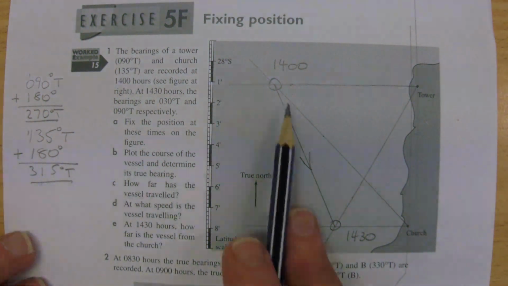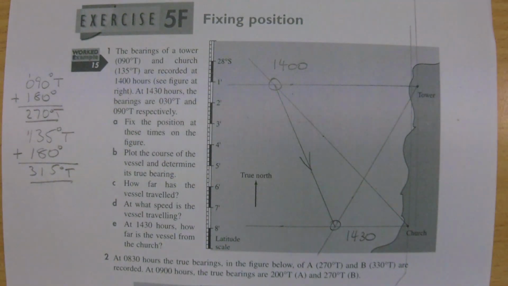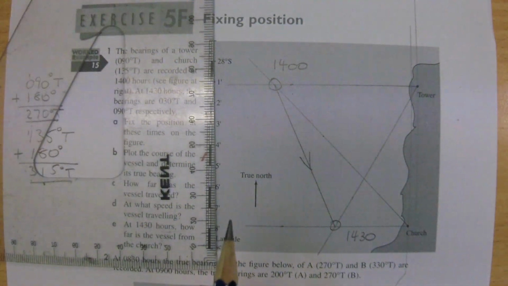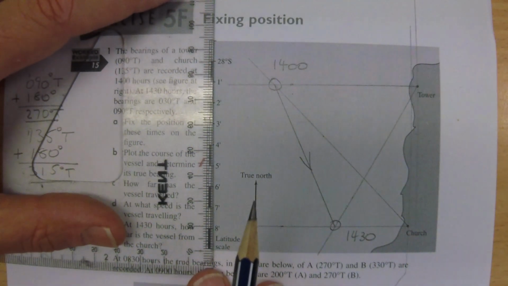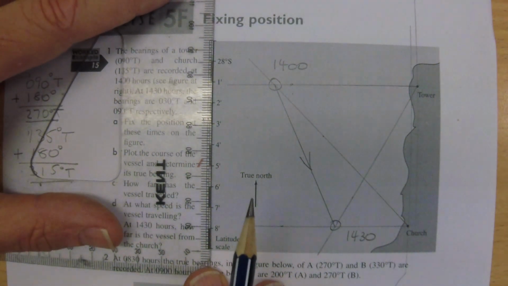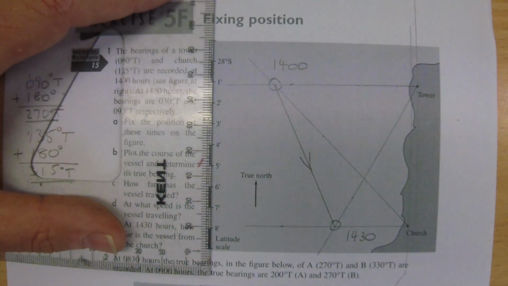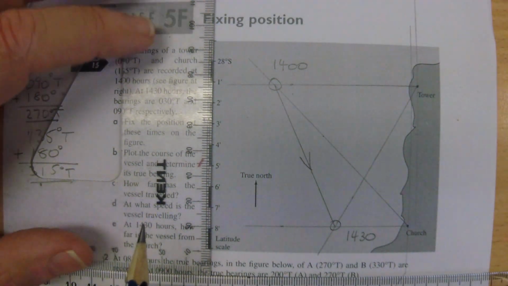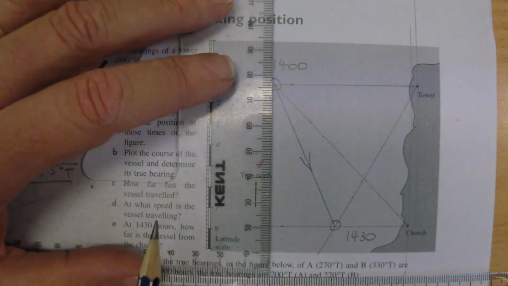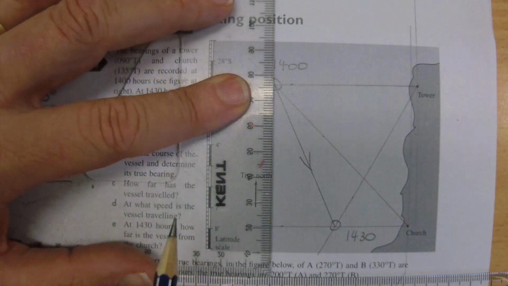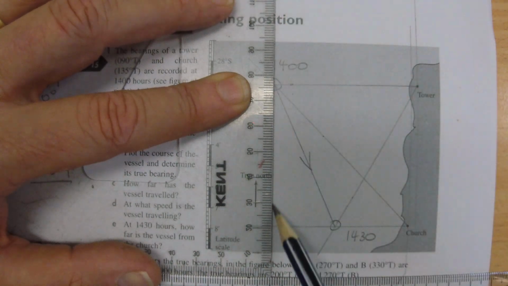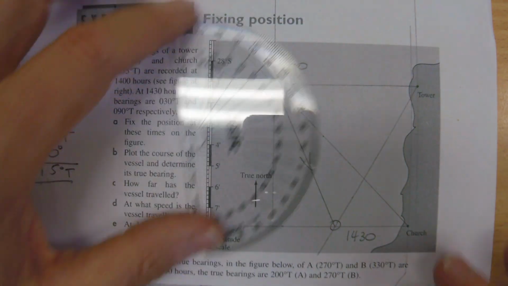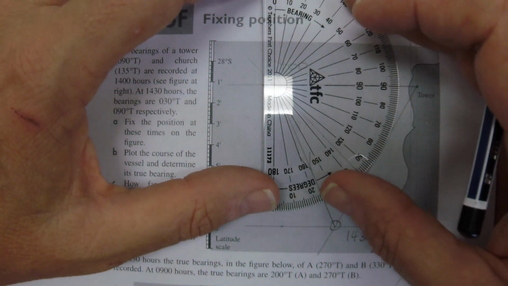Determine the true bearing. Well, I will need a reference line through this point. So I'll start with my set square, nice and straight on the edge of the page. Put the ruler at the bottom, slide across to the first fix. There's my reference line for true north. Put the protractor in place.